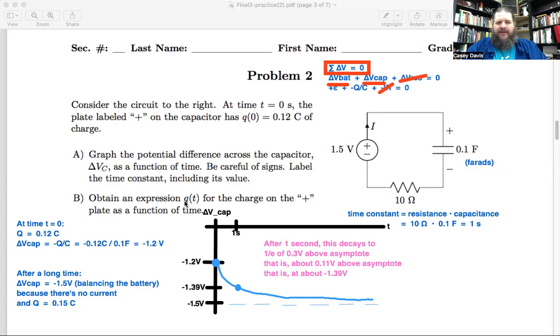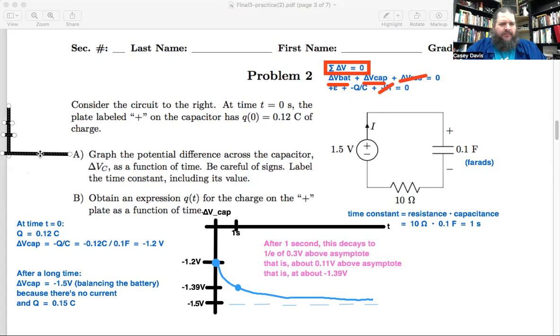If we're trying to write an expression for charge as a function of time, we know we start with 0.12 coulombs of charge, and it's going to approach 0.15 coulombs of charge. And it might help to draw out a graph of that as well. If we're going to be making a function for it, we may as well draw out a graph of what we expect this to look like. We know we start at 0.12 and we're approaching 0.15.